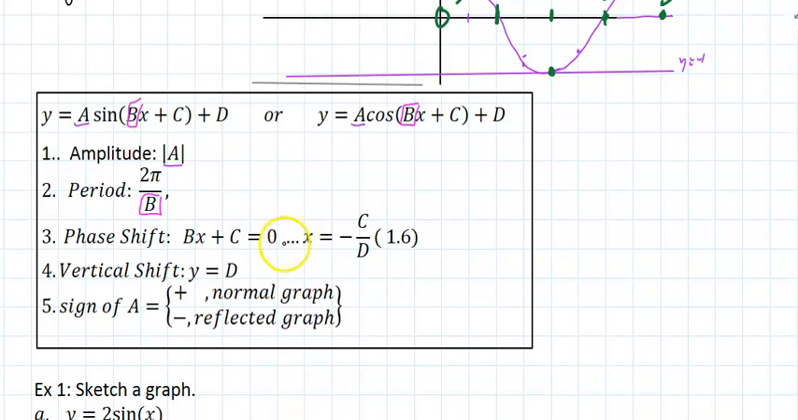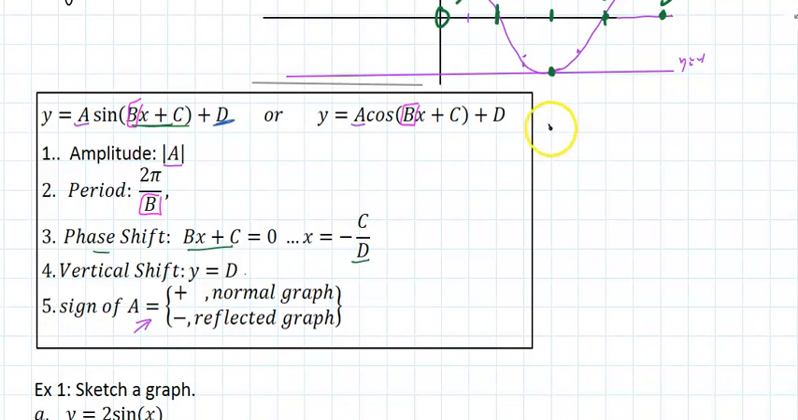The shift, there is a phase shift. Take this, set it equal to 0, and solve. And a vertical shift would be the number that's loose by itself, and in trig we only have reflections, nothing more. You reflect with respect to the x-axis, that's about it.